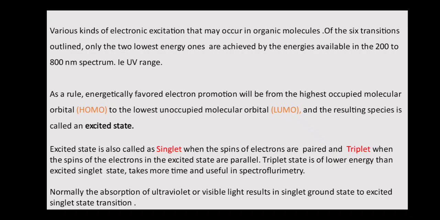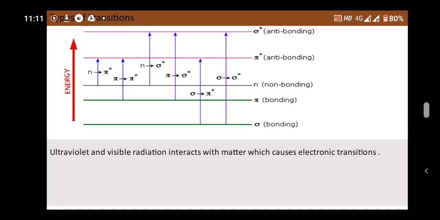Excited state is also called singlet when the spins of the electrons are paired, and triplet when the spins of the electrons in the excited state are parallel. Triplet state is of lower energy than the excited singlet state, and it also takes more time to come to the ground state, and it is useful in spectrofluorimetry. Normally, the absorption of ultraviolet and visible light results in the singlet ground state to excited singlet state transition.